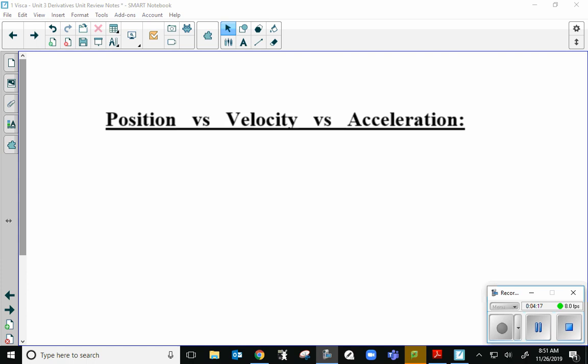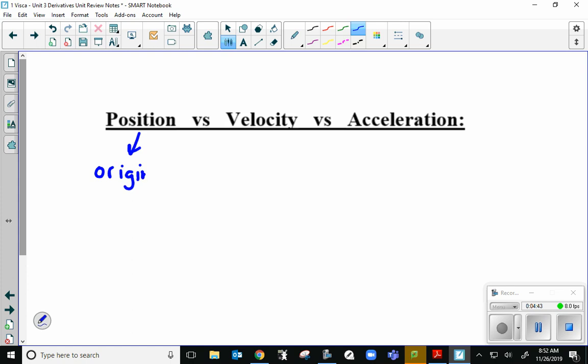Let's start talking application. Position versus velocity versus acceleration. We can apply derivatives, all right? And this is what your brain should be trained to think. When it talks about position of a particle, movement of a particle, position is always typically your original function. They'll give you an equation and state that it's position. So f of x is your original equation. That's position.